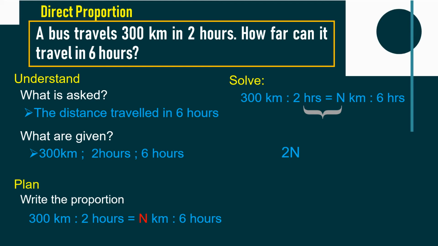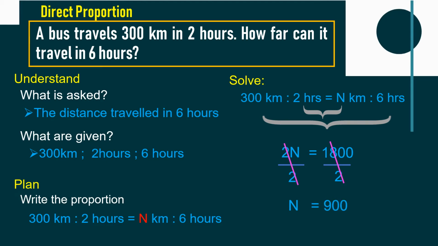Multiplying the means, we have 2 times n equals 2n. And multiplying the extremes, we have 300 times 6 equals 1,800. Divide both sides by 2. We have 2n divided by 2 equals n. 1,800 divided by 2 equals 900. Therefore, the distance traveled in 6 hours is 900 kilometers.